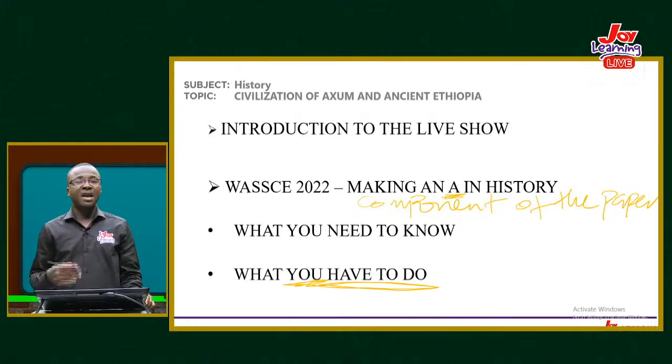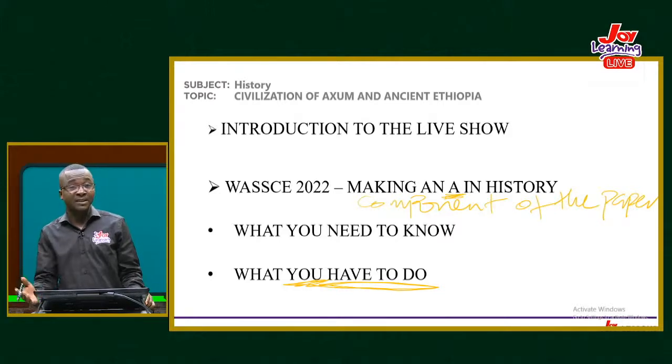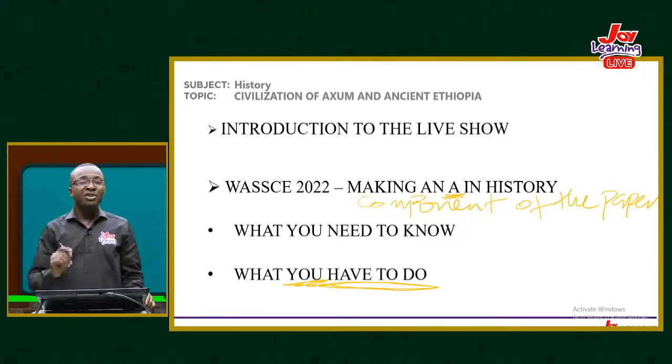For instance, if you've been asked to write about four factors for a particular event, or four factors that caused a particular event, before you start writing, make sure you make an outline, either at the back of the booklet, or on the page you want to start with, probably with a pencil. Afterwards, if you want to cancel or erase, you can still do that with your pen without creating any problem.